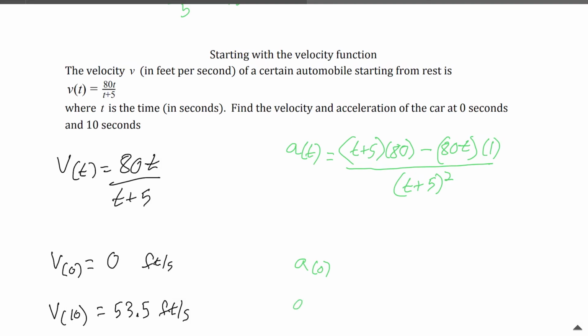Now you guys have a choice here. You could type that into your calculator, put it in y1, and do a substitution. You could do STO. Or in all honesty, if you wanted, you could type our original velocity function in and use nderive on the calculator. So your choice. But when you do that, you should end up with the acceleration at 0 being 16 feet per second squared. And at 10 seconds, the acceleration is 1.78 feet per second squared.